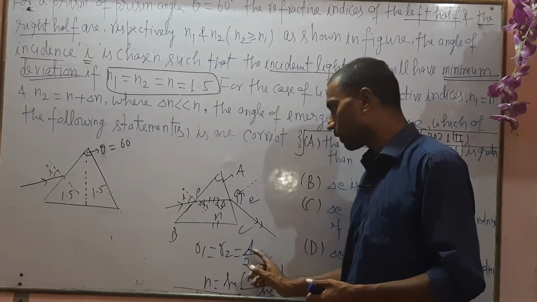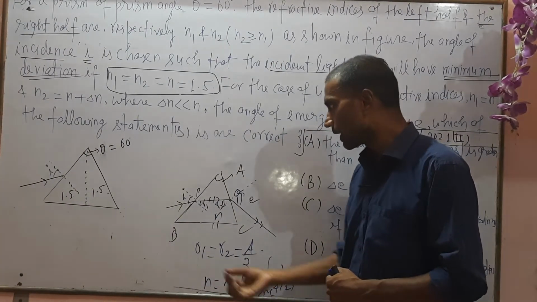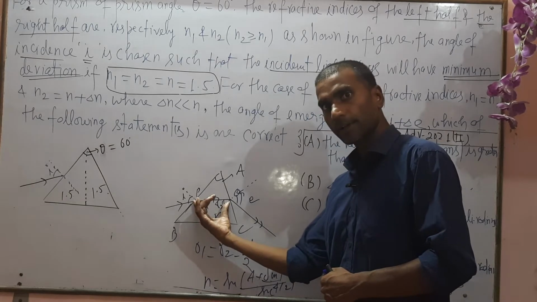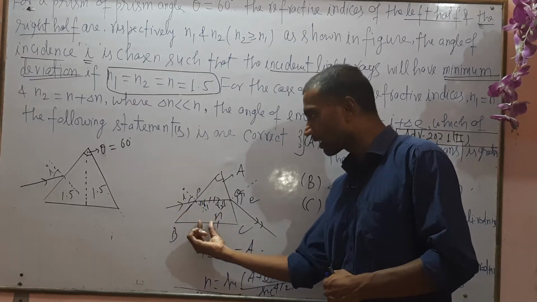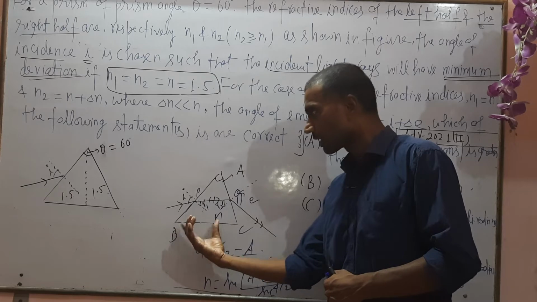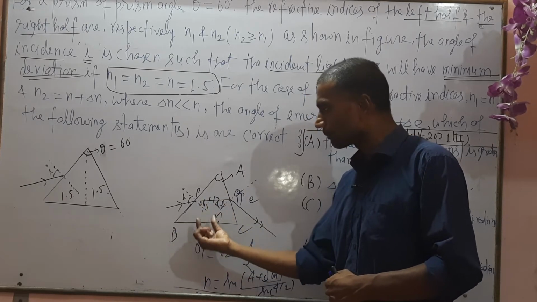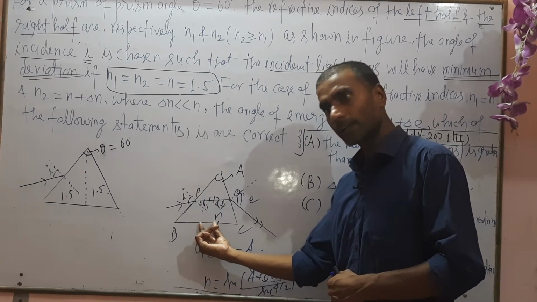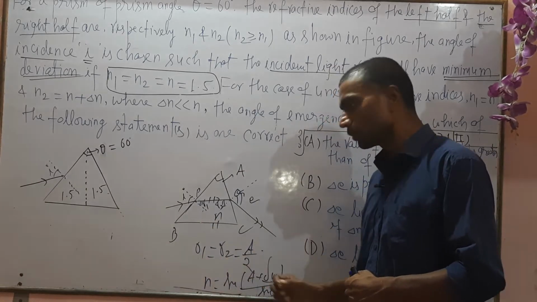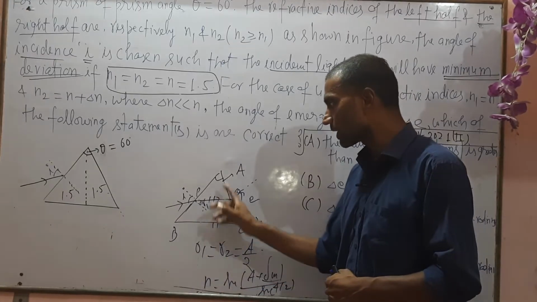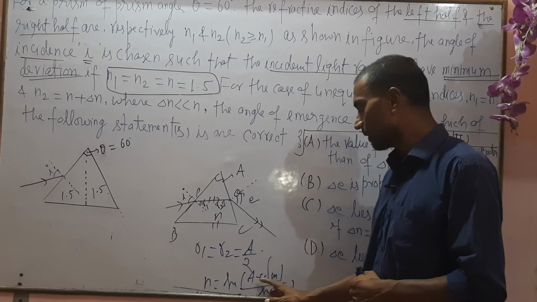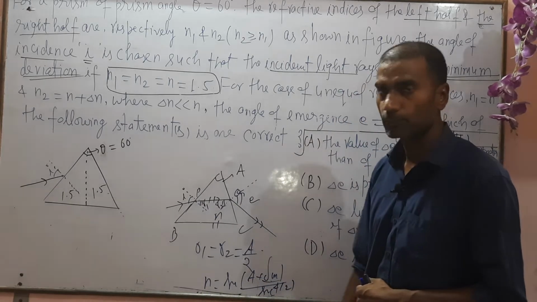So for minimum deviation, the condition is R1 equals R2 equals A/2, and the interior ray will always be parallel to the baseline. For minimum deviation, that ray will be parallel to the base, and R1 equals R2 equals A/2. The refractive index of a prism n equals sine of (A plus delta m)/2 divided by sine of A/2.